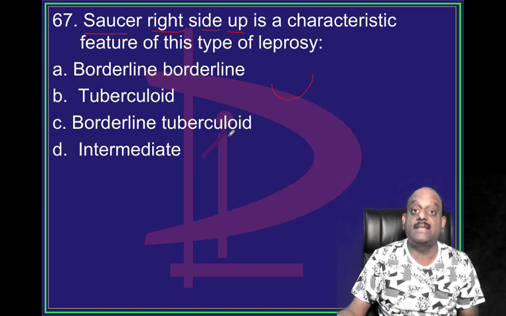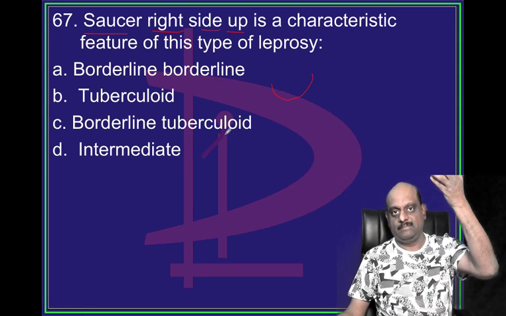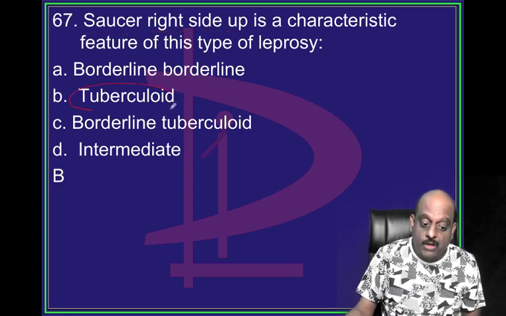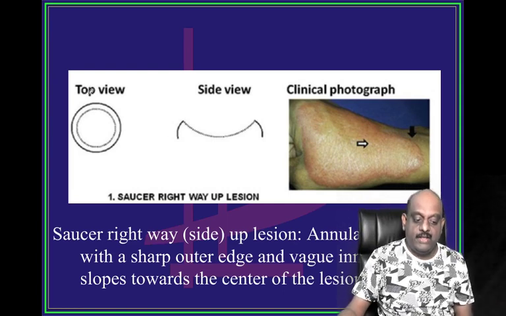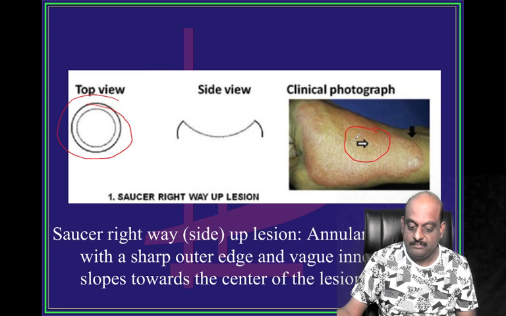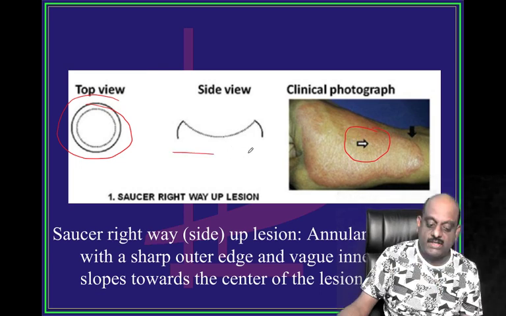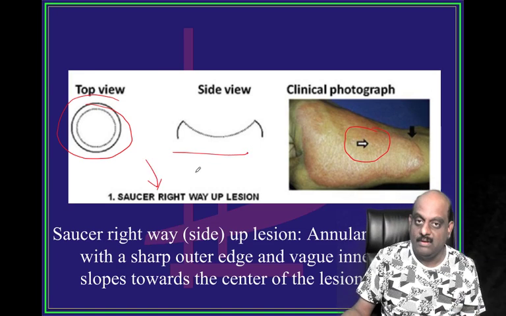Saucer right side up is characteristic of which type of leprosy? Saucer right side up. Typically, it is a feature of tuberculoid leprosy. Doctor, this is the top view of the lesion. And side se dekhe to, this is the side view. Isko bolte hain saucer right way up lesion.